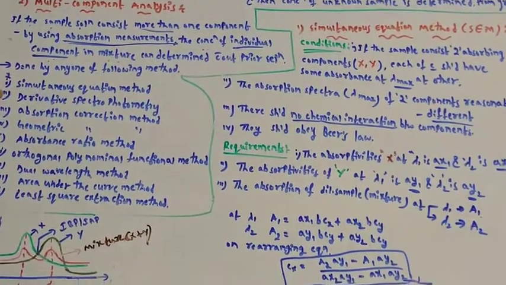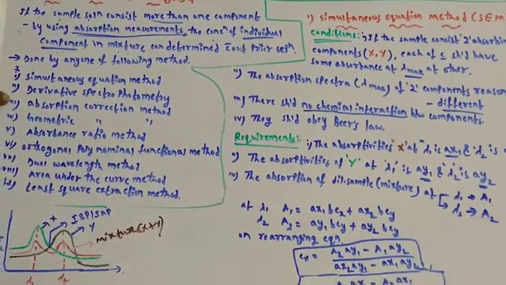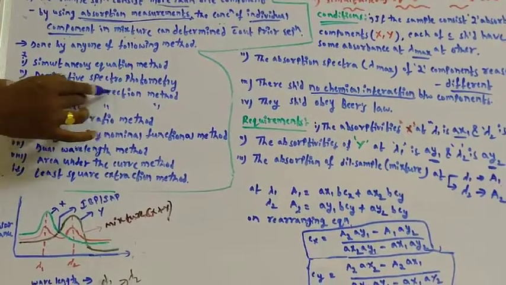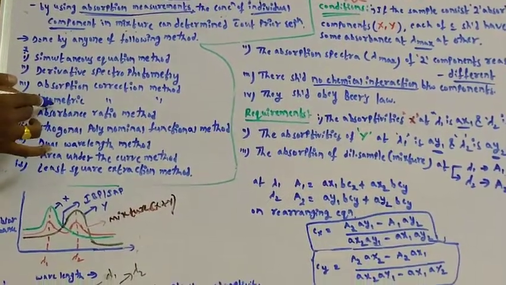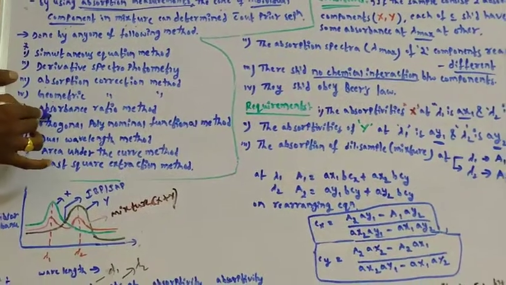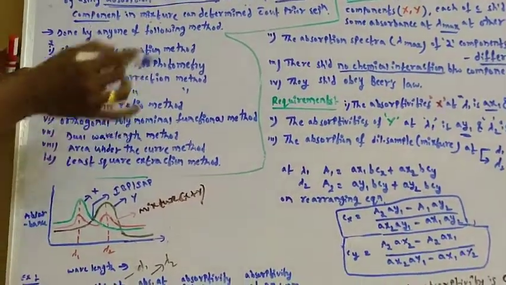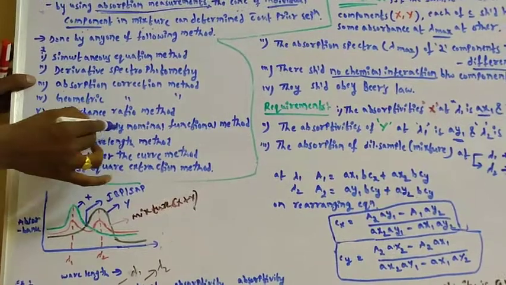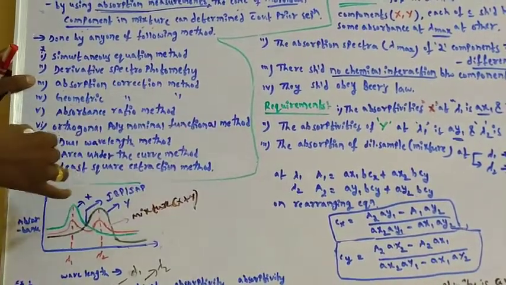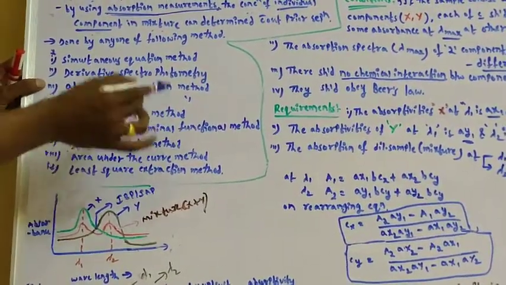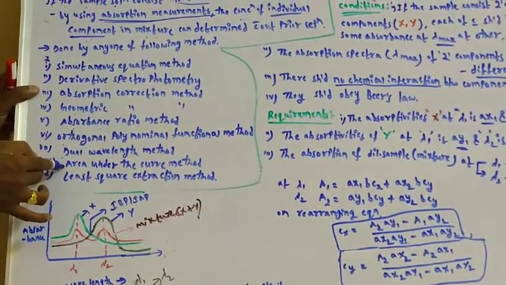And derivative spectrophotometry, second method. Third method is absorption correction method. Fourth method is geometric correction method. Fifth method is absorbance ratio method. Sixth method is orthogonal polynomial functional method. And seventh method is dual wavelength method. Eighth method is area under the curve.